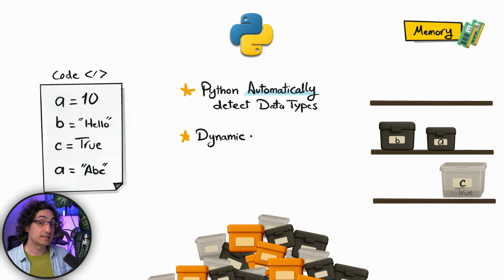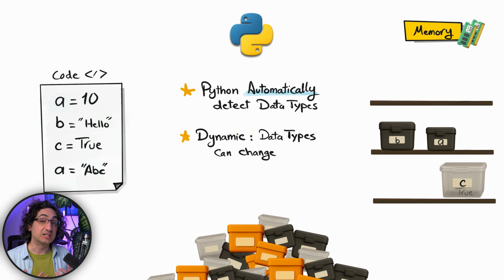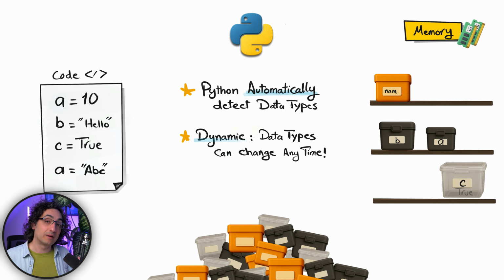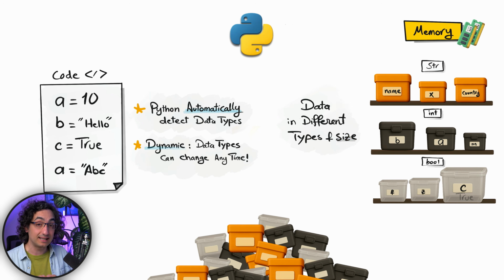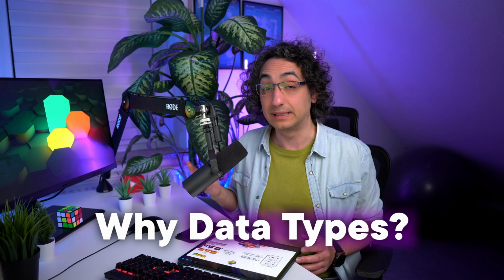And we have understood that Python is very dynamic. You can change the data type of your variables anytime you want in your code. And we have also understood that our data will be stored in different types and in different sizes. Okay, so now let's understand the real reason why Python needs data types.